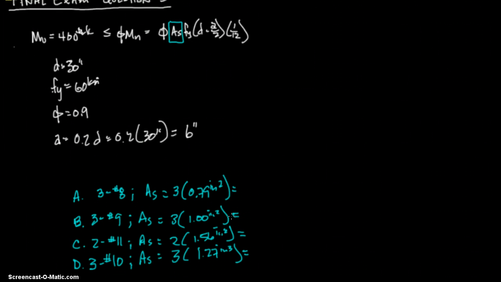3 times 0.79 equals 2.37. And then we have 3 times 1 equals 3.00. 2 times 1.56 is what? 3.12, I believe. Let's do that on my calculator so I don't screw stuff up. 3.12, I was right. 3 times 1.27 is what? 7.2, 7.1. Let me do it on my calculator. 3.81. Good thing I didn't do that in my head.